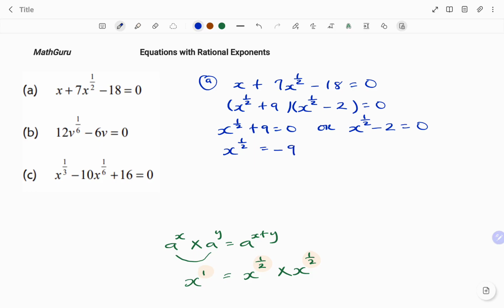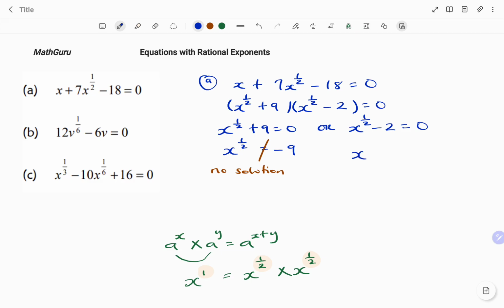But you can see that no matter the value of x, I would not have a negative answer. So therefore, this is no solution. I'm going to say this is no solution. But on the second part, I have x to the 1 over 2 minus 2 equals 0.